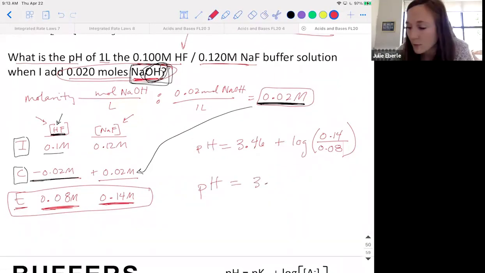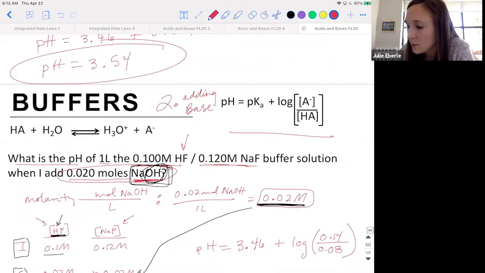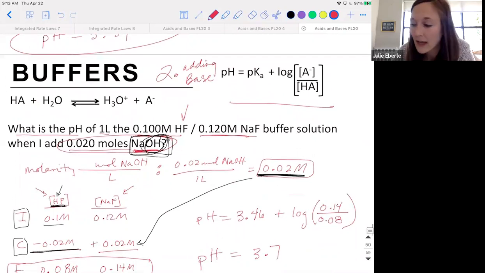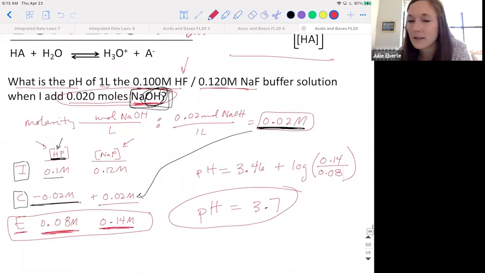So our new pH is 3.7. So we see initially, what was our pH? Let me scroll, I'll come right back. Initially it was 3.54 before anything was added. And then when we add a little bit of strong base, the pH drops to 3.7. Or sorry, the pH raises to 3.7. Okay, so not bad. It kept it pretty close to what the original pH was. So that would be a good buffer.